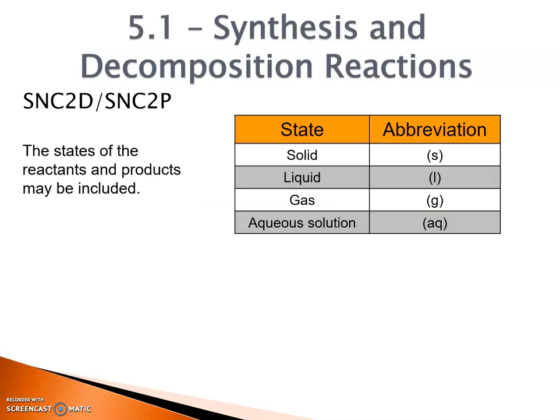The first thing we're going to note is that sometimes we'll see the states of the reactants and products written below each of those things. And so sometimes if it's a solid, it'll have an S by it. If it's an L, it'll mean liquid. If it's a G, it'll mean gas. And AQ means aqueous. That means it's simply dissolved in water.